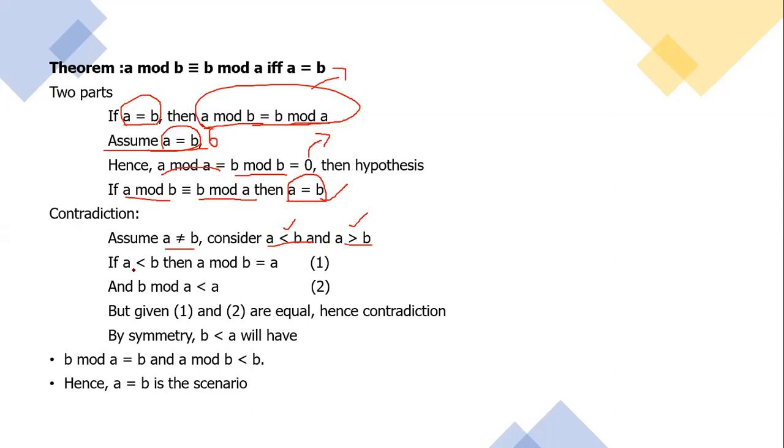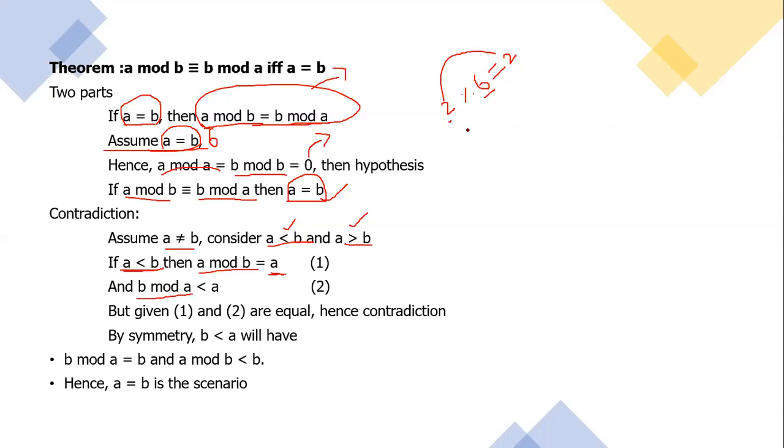So if A is less than B, then A mod B equals A. Is it so? A less than B, I already gave an example, right? 2 modulo 6. What is the value? The output is 2. So the A value is smaller and the B value is greater. So A mod B is nothing but the value A, this 2. This is the first equation. And next one, B mod A.